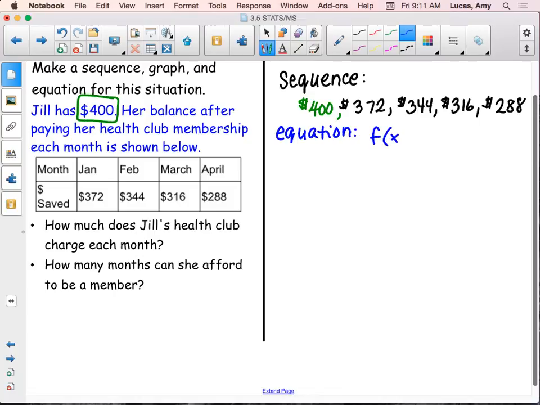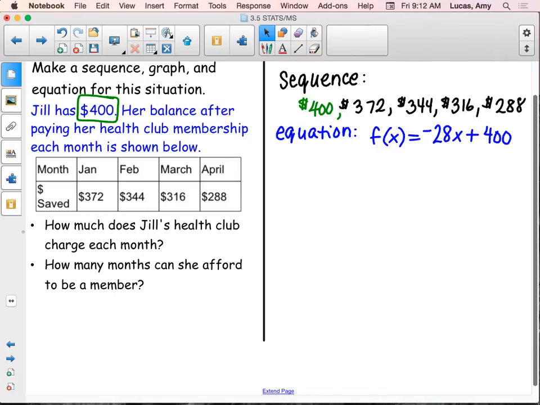F of x equals the common difference. How much is it going down each time? If I subtract 400 and 372, how much is it going down? So 400 went down to 372. It went down 28. Down $28. So that means negative 28x plus 400, because that was the value at x equals 0. All right. So I've got a sequence, I've got an equation.